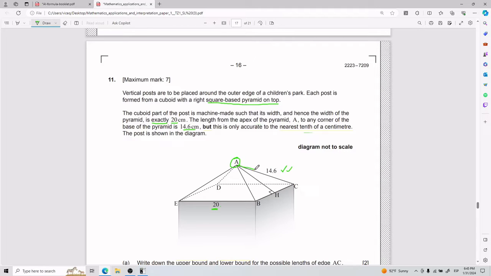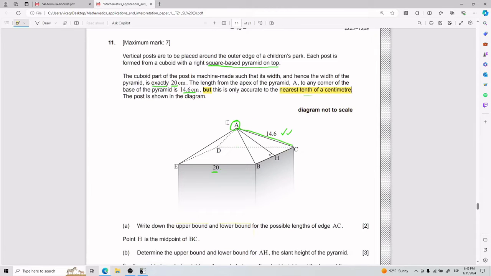So for example, from A to C, it's going to be 14.6. From A to B, it's also 14.6. Okay? From A to E as well, from A to D as well. So that is what it means by the 14.6. But, ooh, they put it in bold. It's gotta be important, eh? But this is only accurate to the nearest tenth of a centimeter. The post is shown in the diagram.